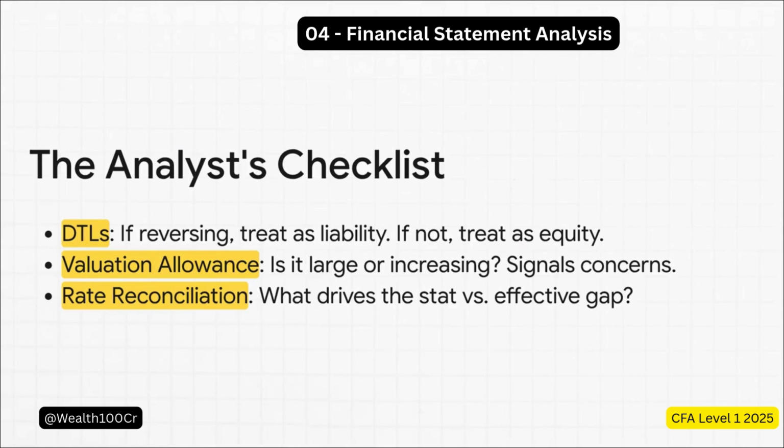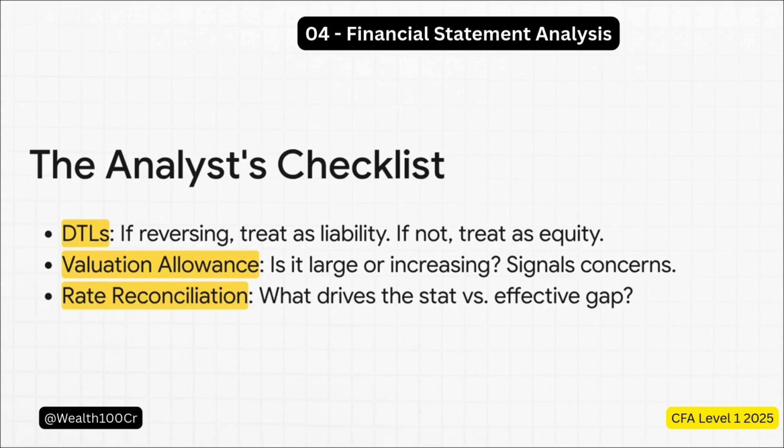So let's put it all together into a practical checklist. The next time you open an annual report and flip to that scary-looking tax footnote, here's what you do. Number 1, look at the deferred tax liabilities. Ask yourself, are these going to reverse and require a cash payment soon, like from depreciation? If yes, you should probably treat that DTL like debt in your valuation. But if it's not expected to reverse for a really long time, maybe it's more like equity.